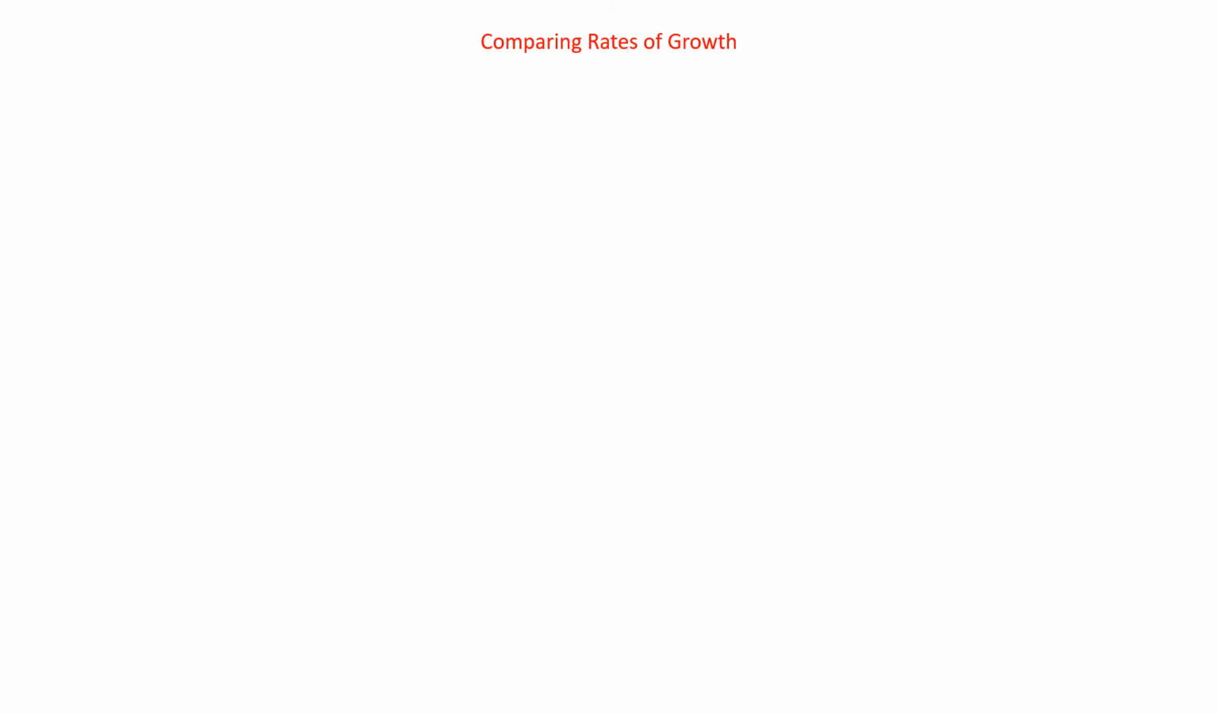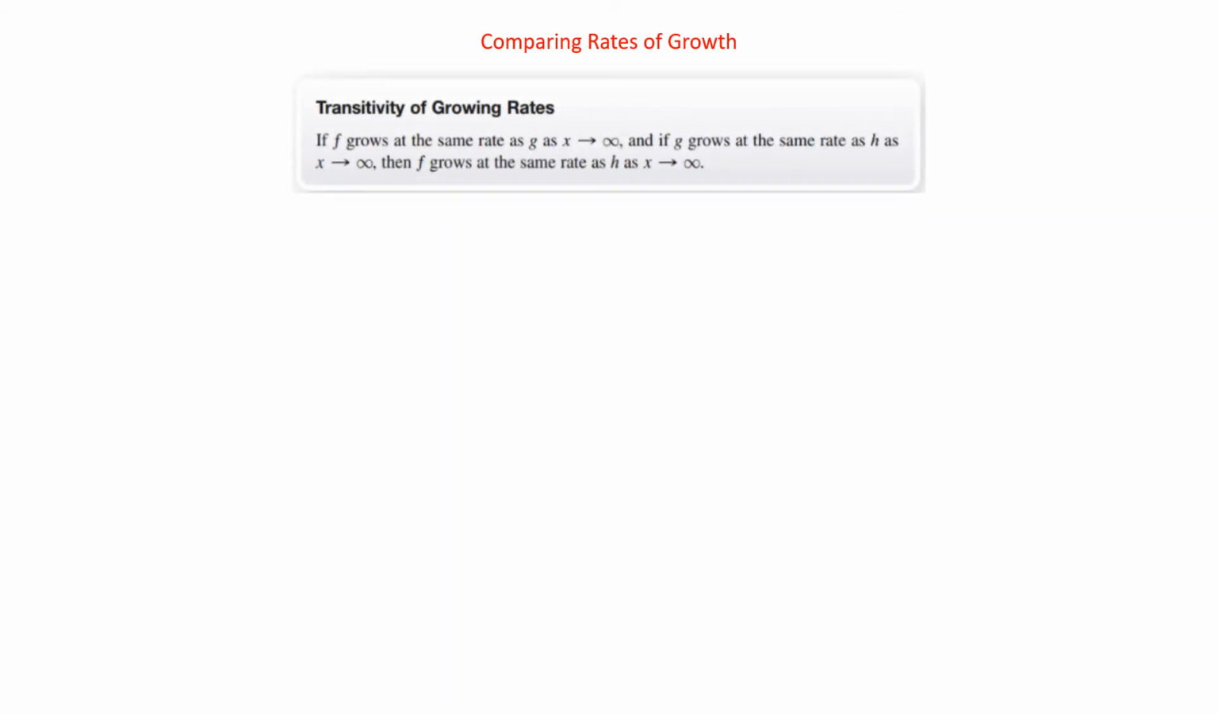Next one, sometimes we can't necessarily compare two things directly, but if I know that they're both equal to another thing, then they should be equal to each other. That's the whole transitive property thing. And the growth rates also are transitive. So if f grows at the same rate as g, and g grows at the same rate as h, then f grows at the same rate as h, as x goes to infinity for all of these.